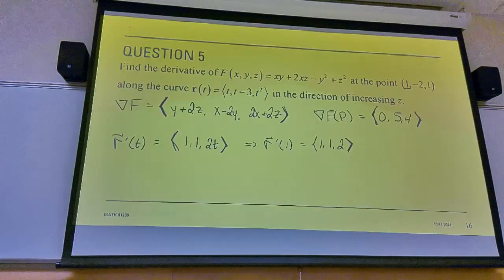1, 1, 2. Is z increasing in that direction? Yes, it's positive. We take that as our direction, 1, 1, 2. But is that vector good to use? So what do we take for our u?